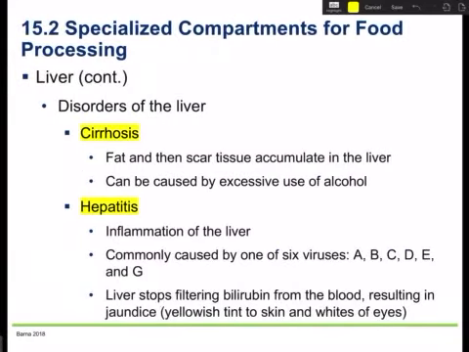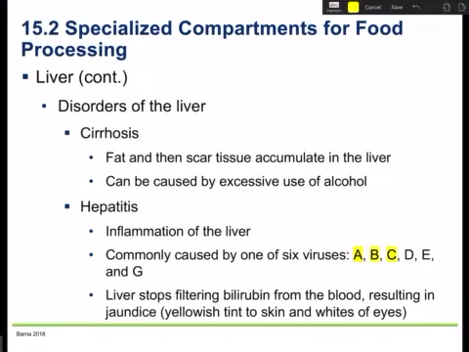Hepatitis is inflammation of the liver. We can get hepatitis from a lot of different places. Hepatitis A, B, and C, these tend to be bloodborne, okay? D, E, and G, these tend to be from contaminated water or food or contaminated water sources usually. And basically when the liver gets inflamed, it's just not functioning properly. It's not filtering bilirubin, which is a byproduct of your hemoglobin. And so bilirubin is a precursor to bile.